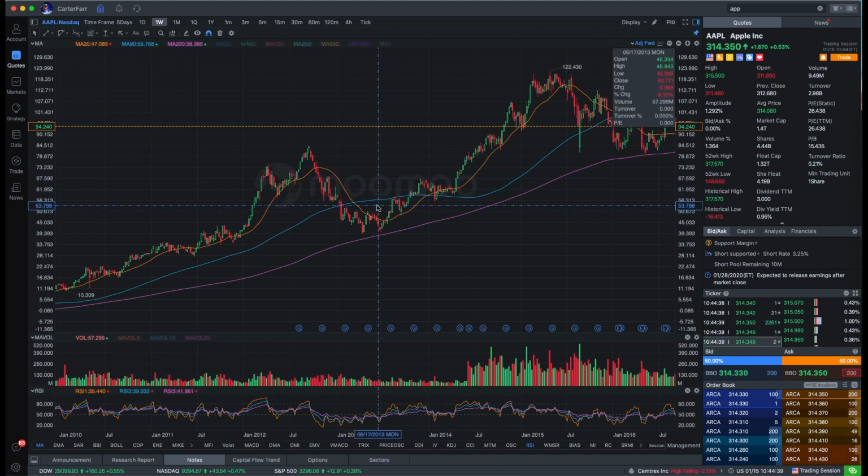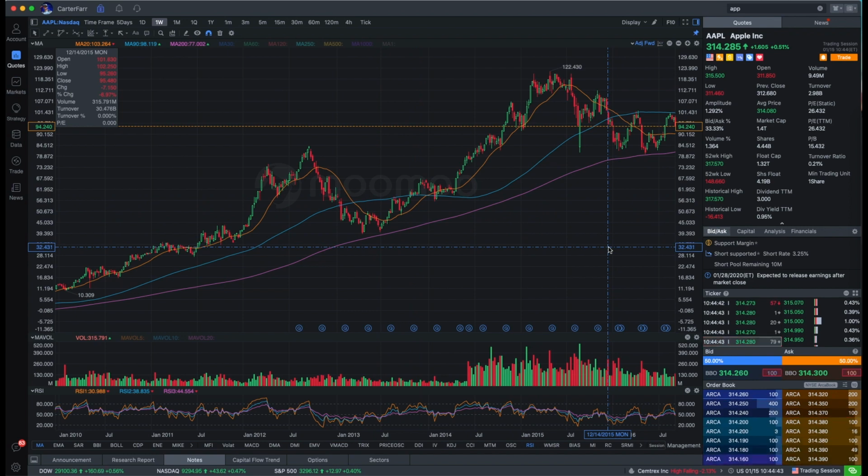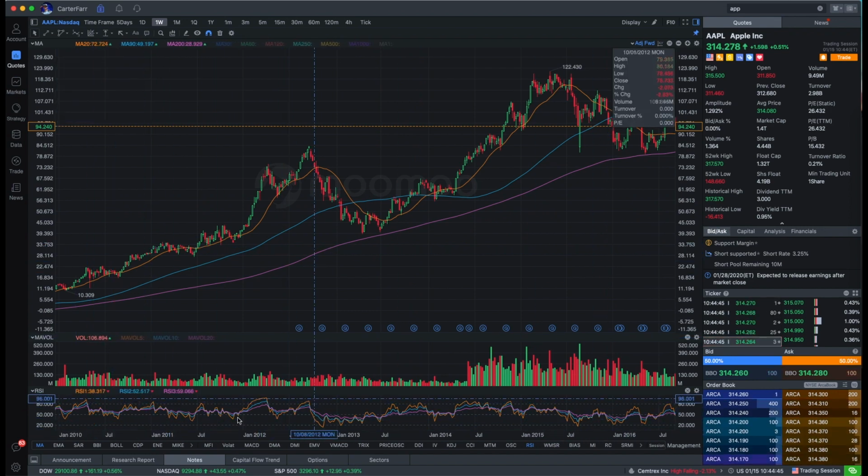These are the top 3 indicators and the top 3 studies that I use for success for swing trading and day trading. So what is the RSI? This is just the relative strength index. This tells you the overall strength of the stock.